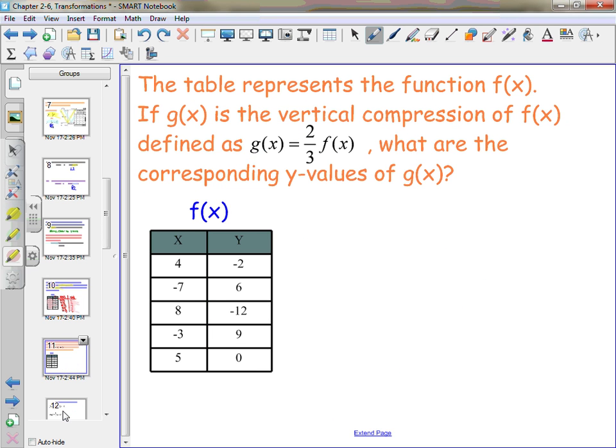Now what about this one? This is actually the same concept, except g of x is the vertical compression. Compression, what does that mean? It means you have a fraction this time. And g of x is defined to be 2/3 of f of x. So how do I find that out? Not by the reciprocal.